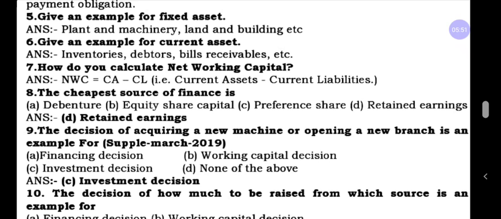In finance, we have three kinds of decision. Here option A financing decision, option B working capital decision, C investment decision, none of the above. Here option C, investment decision, is the answer. The three decisions are financing decision, investment decision, dividend decision.